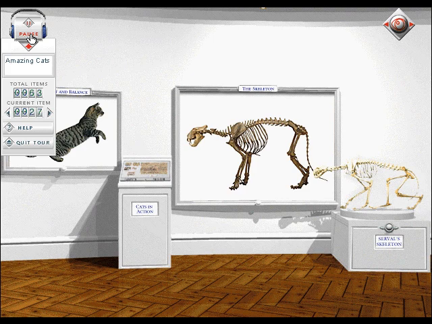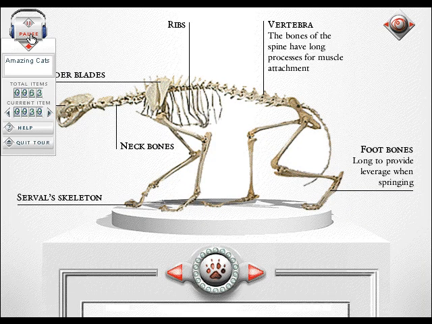A cat's skeleton is very flexible, allowing a cat to walk, stalk, and turn with great agility. It is so flexible that a cat can reach every part of its body when grooming. Some cat skeletons have developed to suit their habitat. The bones of the serval's feet are exceptionally long. This allows the serval to spring over high grasses when hunting its prey.